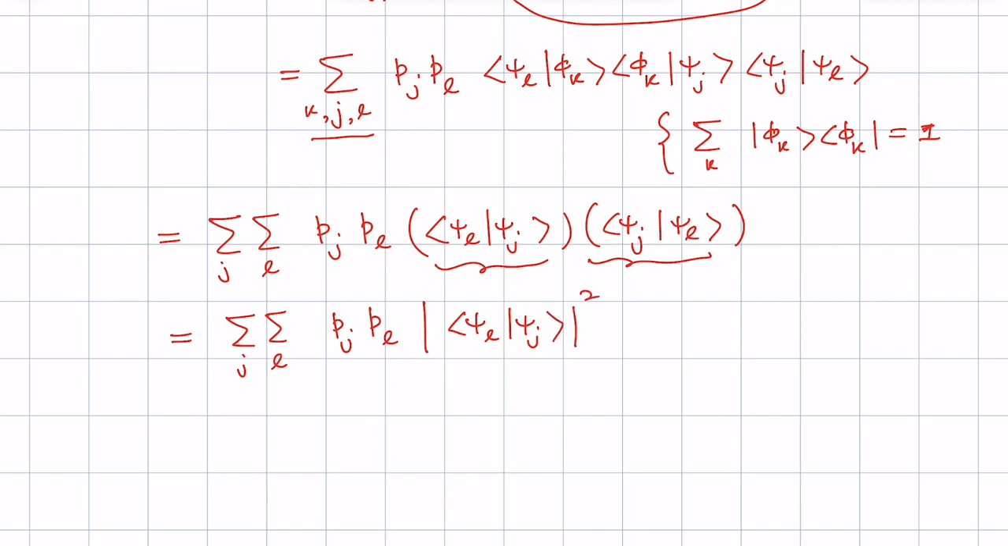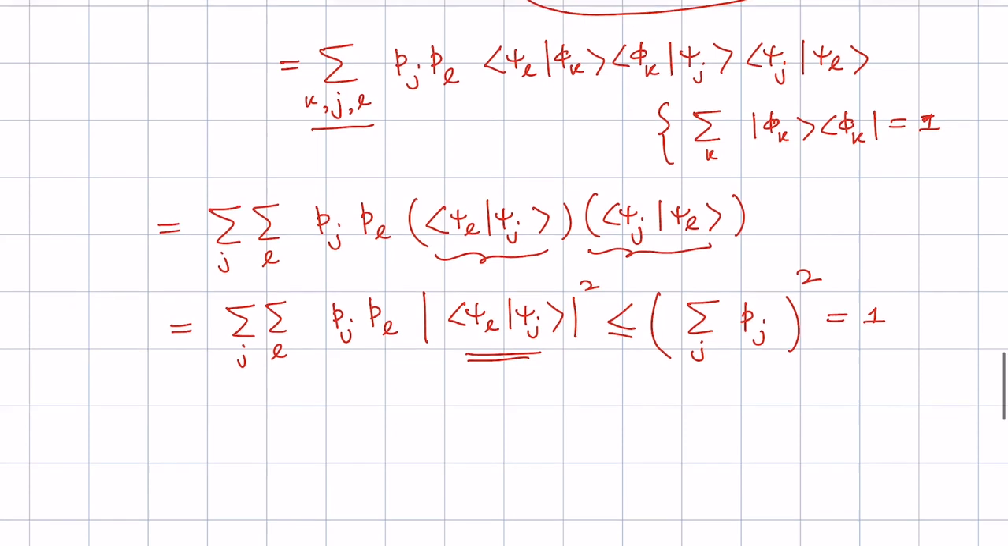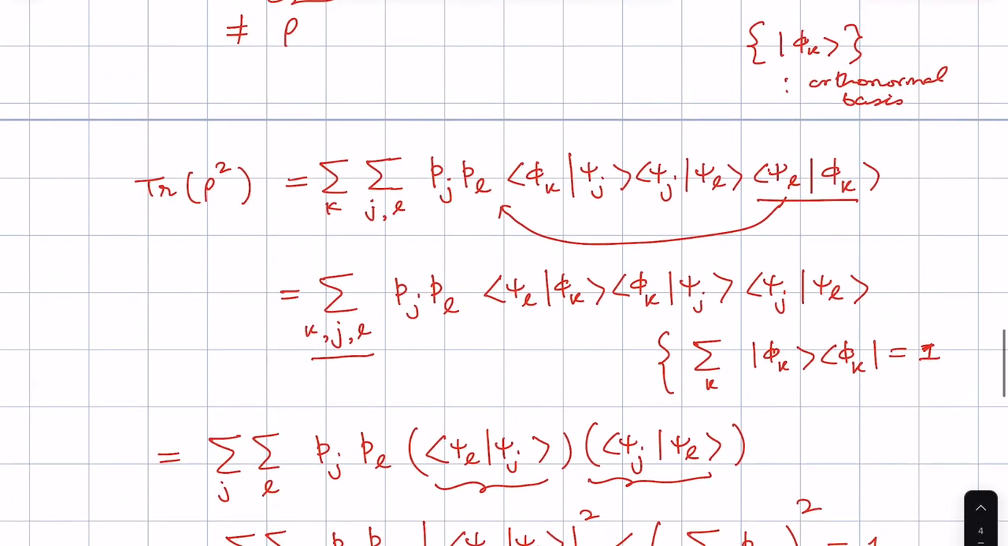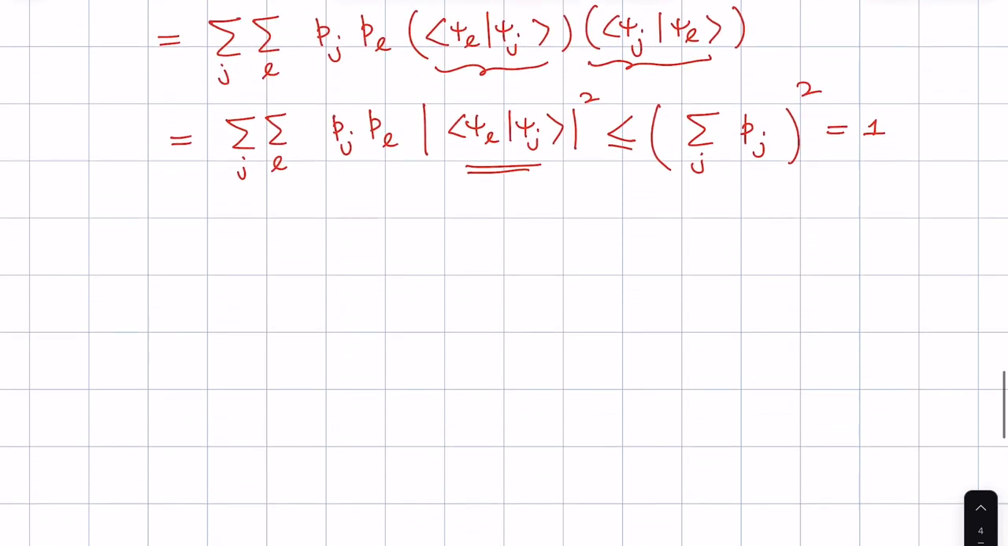Because this is a positive quantity, as you can easily see, this has to be less than or equal to the summation. This is going to be equal to 1 if l is equal to j, so the maximum value would be 1 here. Therefore, it has to be less than or equal to the sum over j of p_j whole squared, I think, when j is equal to l. Now this is the sum over the probabilities, the classical probabilities, which is simply equal to 1. So what you see is that we are working out the trace of rho squared for a mixed state. This implies that the trace of rho squared for a mixed state is less than 1. Less than 1 for a mixed state.